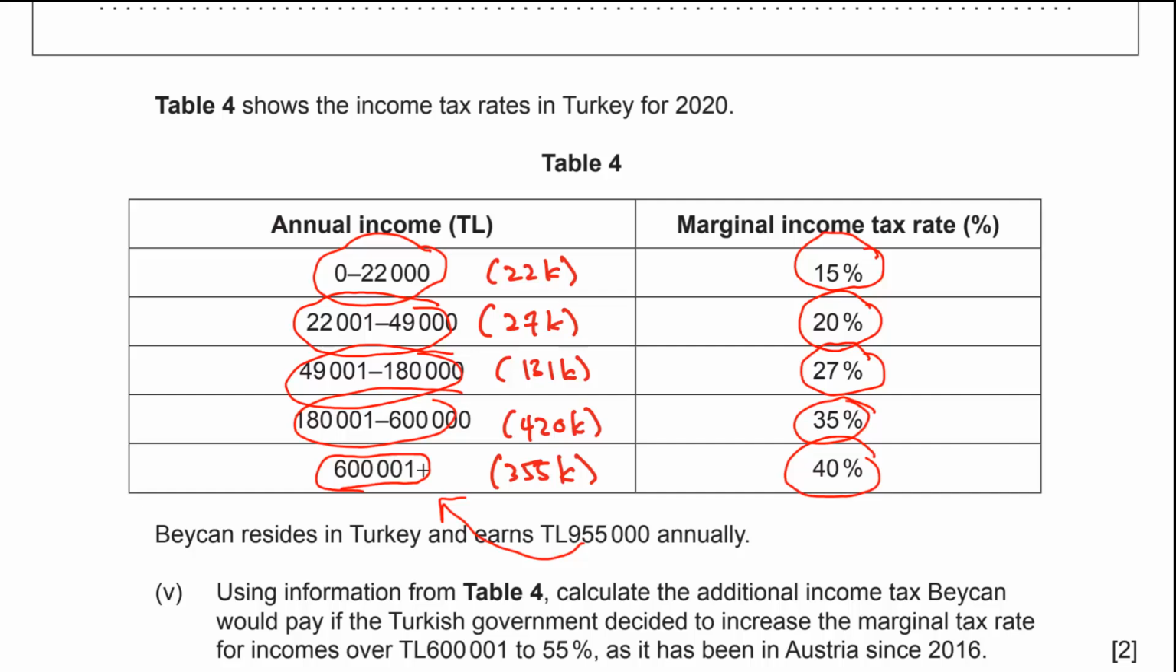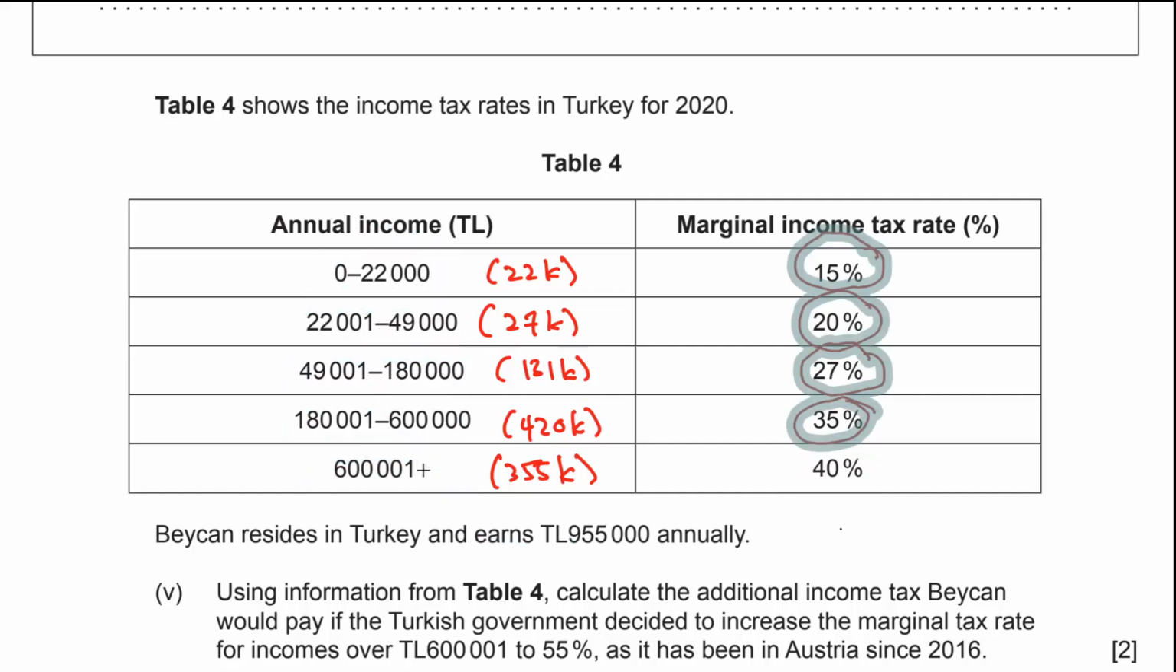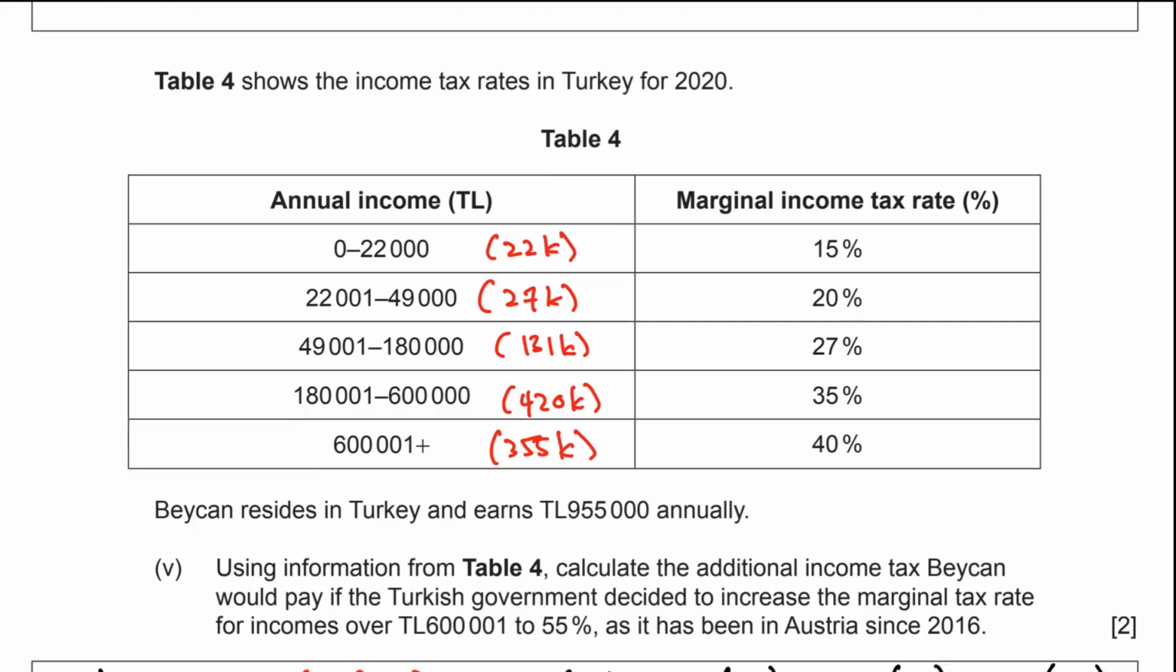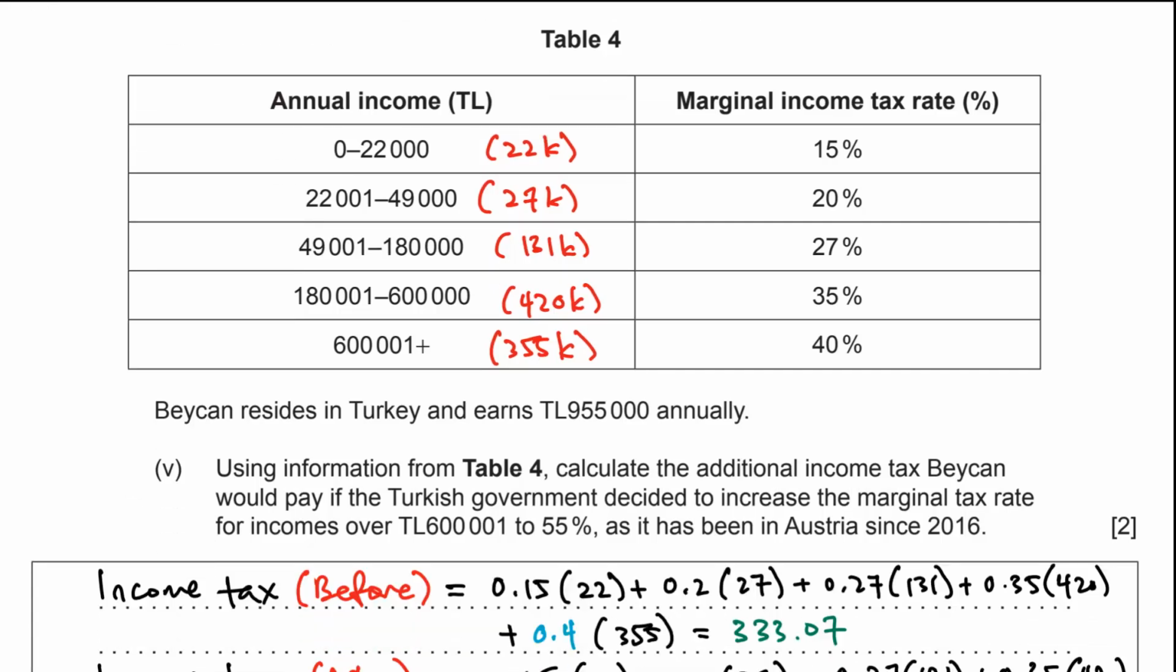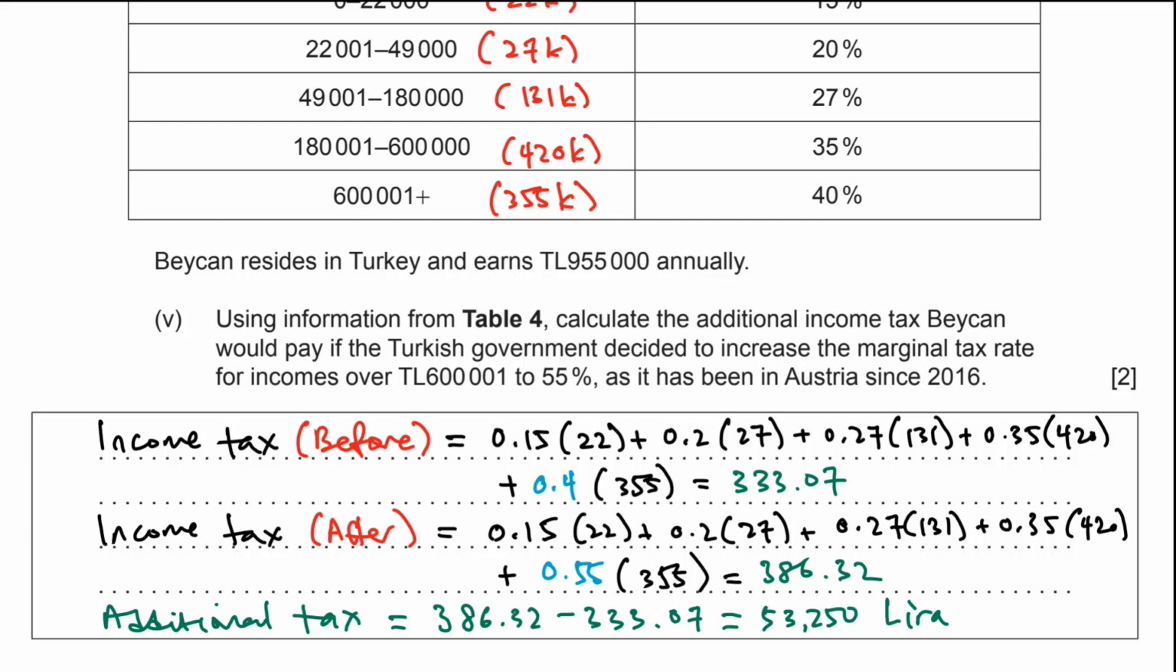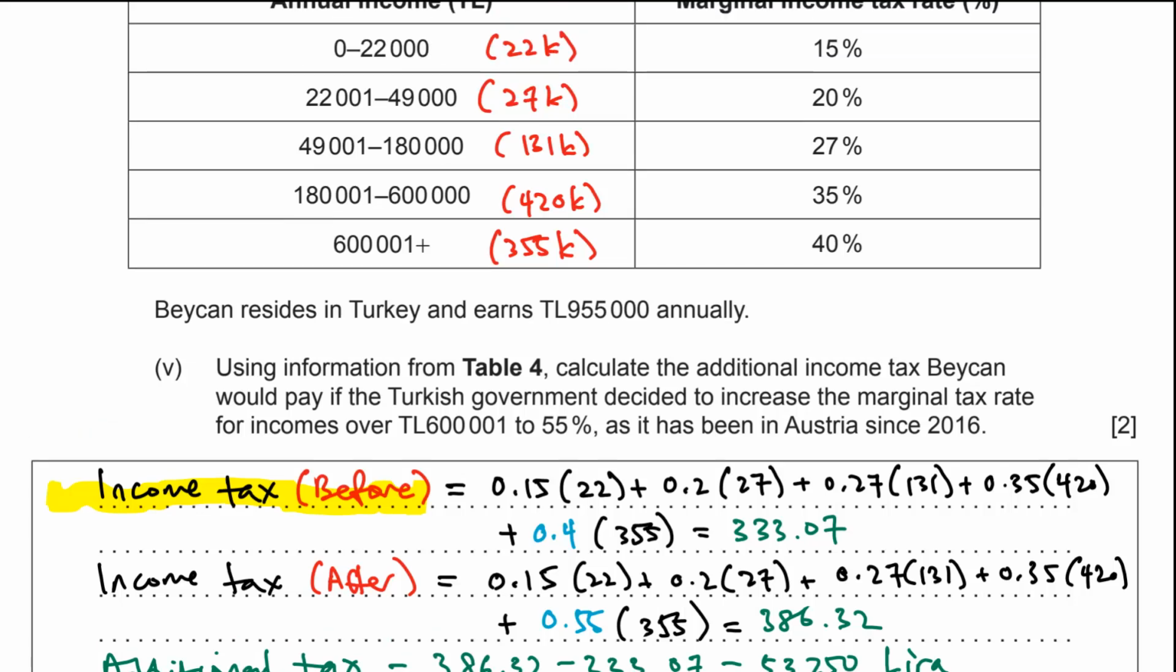Okay, so I'll show you what I mean. Let's go down and I'll show you the whole calculation. Here I'm saying this is the income tax before. Remember, we have to pay 15% on that first bucket. That first interval is 22K. So we're going to pay 15% on that first interval. I'll just use a different color. Let me get rid of some of this highlighting.